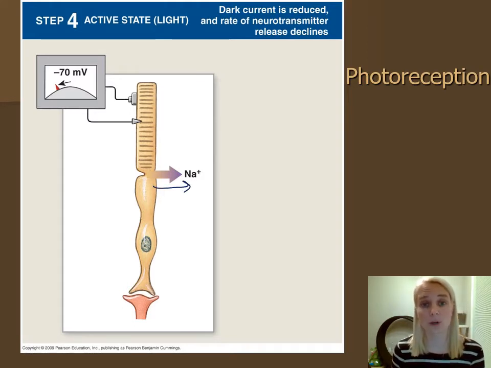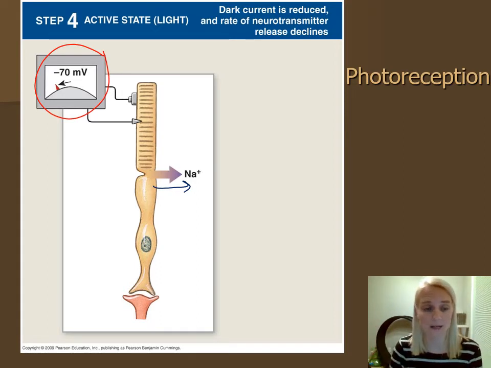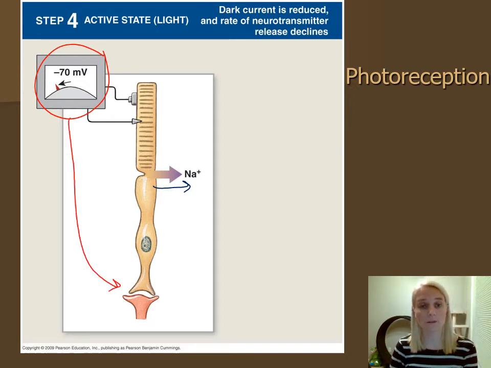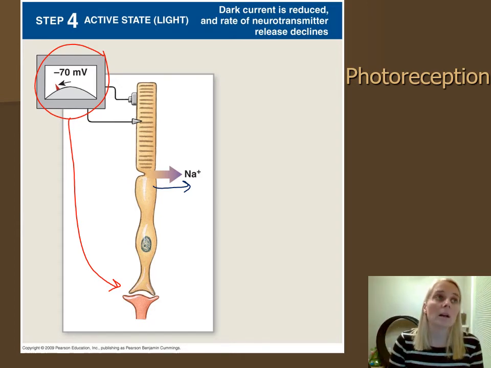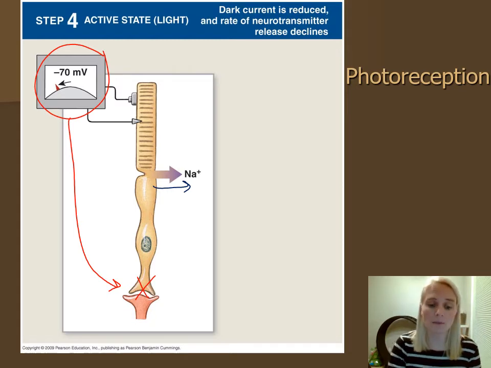So what's going to happen to the transmembrane potential when we're losing positive charges? Well, take a look at the meter. We're going more negative, hyperpolarizing from that negative 40 resting state. So negative 70, take a look at what's happening to our release of the neurotransmitter. At negative 70, the photoreceptor, the rod or cone, is no longer releasing the inhibitory neurotransmitter. But what does that mean? If we're inhibiting the inhibitor, we're turning off the off button, that's the same thing as activating that bipolar cell.